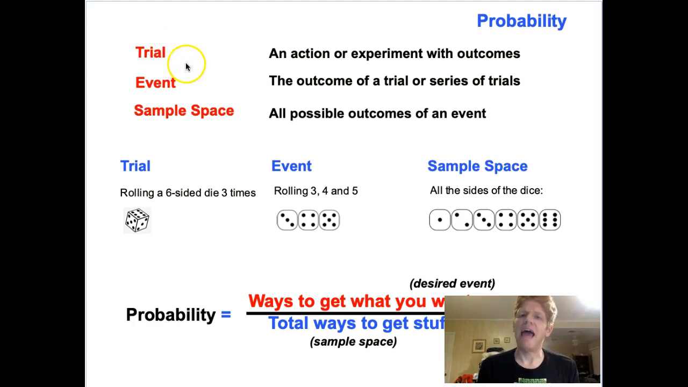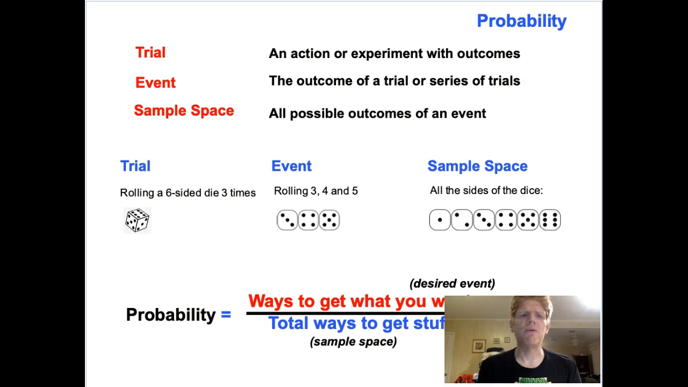A trial is an action or an experiment with outcomes. Say, spinning a spinner. We might land on a 1, 2, 3, 4, 5, etc. An event is actually when something happens. So if I spin the spinner and I get a 5, getting that 5 is the event. Now, a sample space is all of the possible outcomes of an event. So let's say our spinner had 10 spaces, 1 through 10. Our sample space is 1 through 10.